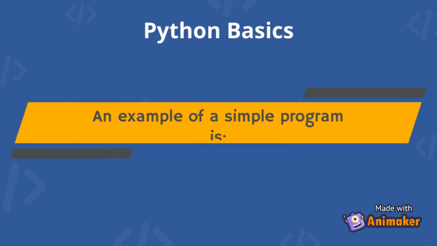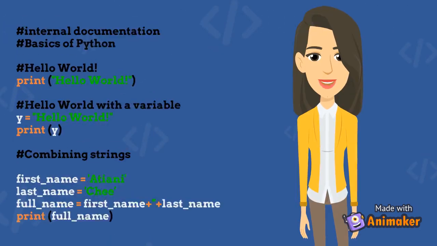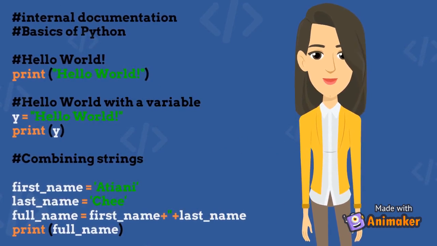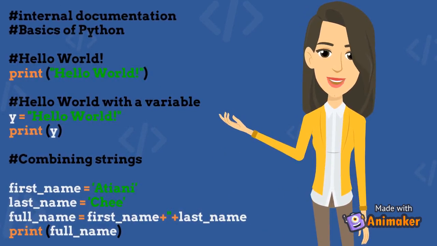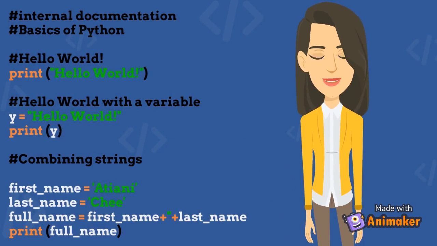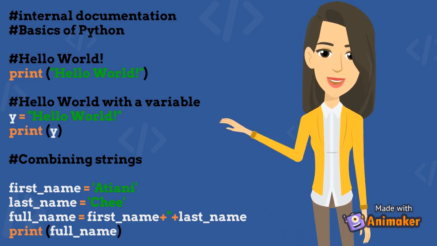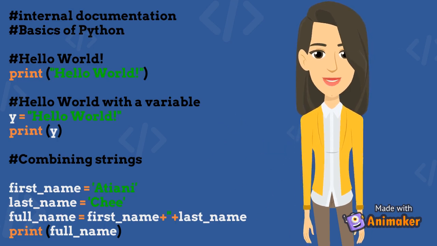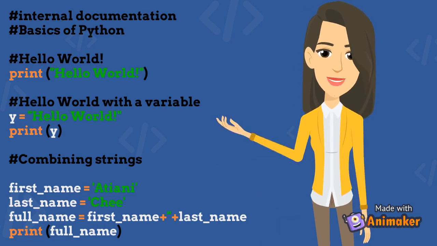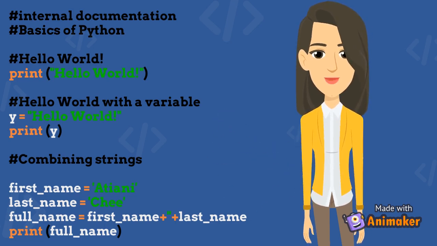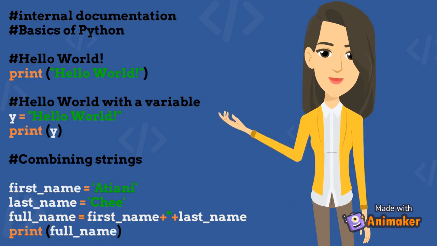An example of a simple program is the example that I would like to explain in this part: combining strings. What you're doing is just declaring two variables, which would be first name equals to Atiani, so you're giving it a name. Last name G. Then you want to output full name. If you want to output full name, you're going to have to add the first name plus the last name. Then to output, just put print into parentheses and put your variable there. And that's how you would output that.